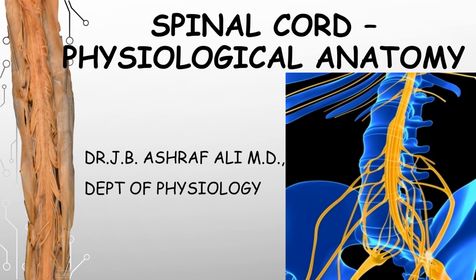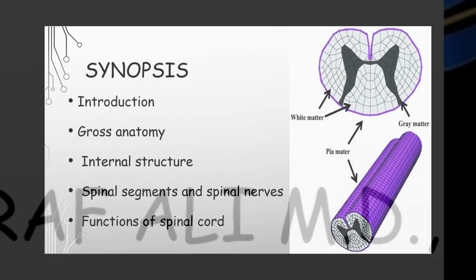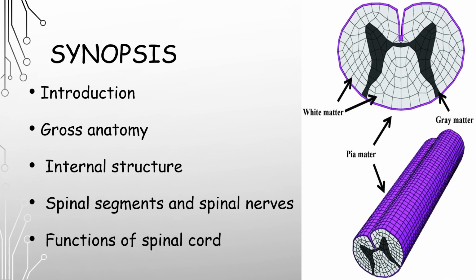Hi everyone. Today's topic is physiological anatomy of the spinal cord. Let us discuss it under the following headings: Introduction, gross anatomy, the internal structure, spinal segments and the spinal nerves, and the functions of the spinal cord.